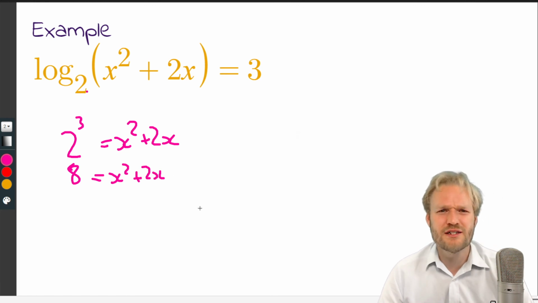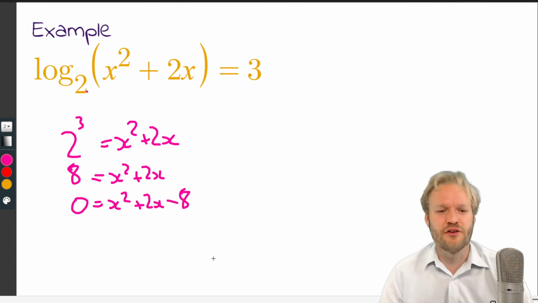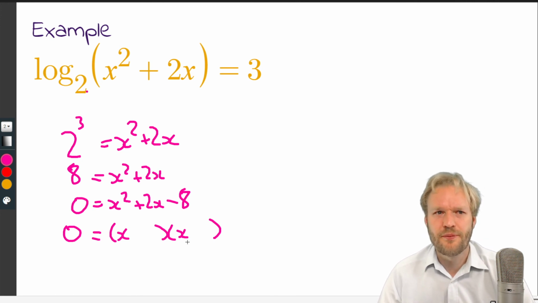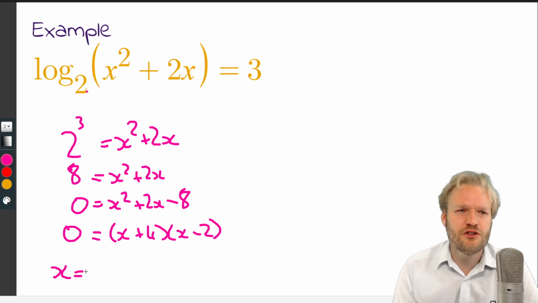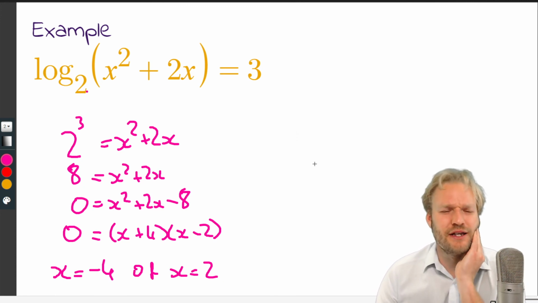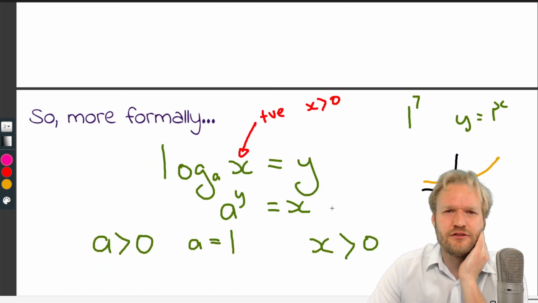How do we solve quadratics again? Oh yeah, x squared plus 2x. Let's subtract 8 from each side so we've got a 0 there, because then we can use our trick of factorizing, and we've got x and x. Got it. Minus 8, so plus 4 and minus 2. So x equals negative 4, or x equals 2. Now wait a second, didn't I just say that x must always be positive? Look, here it is. So we can only take the log of a positive number.